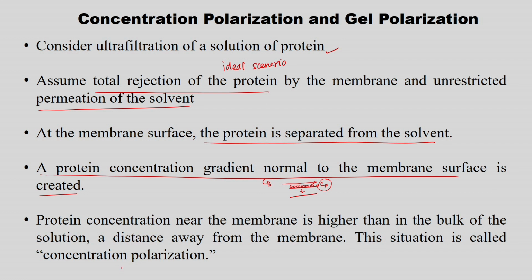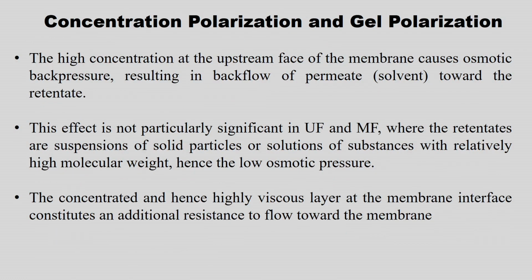So, this situation is called concentration polarization. Cb has a lower concentration than Cp; Cp is near the membrane surface and Cb is away from it. Due to this concentration gradient, Cp becomes higher than Cb. This is nothing but concentration polarization. And the high concentration at the upstream face of the membrane causes osmotic back pressure. If you remember, last class we said that the solvent moves through the membrane from the higher concentration to the lower concentration.